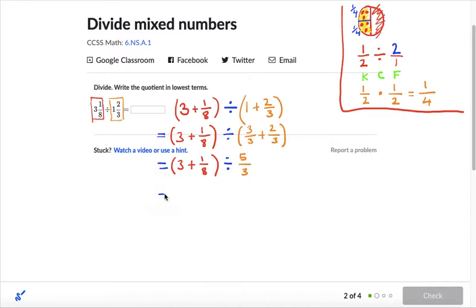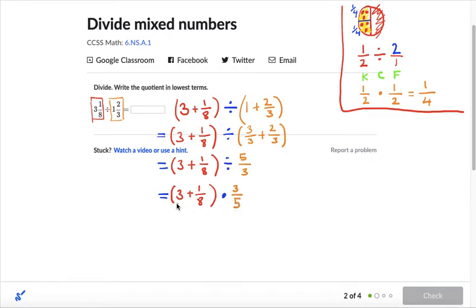So once again, I'm going to keep my 3 plus 1/8. Right? I'm going to keep all that in there. I'm going to change my operation, and I'm going to take the reciprocal of my second term, which is now 3/5.